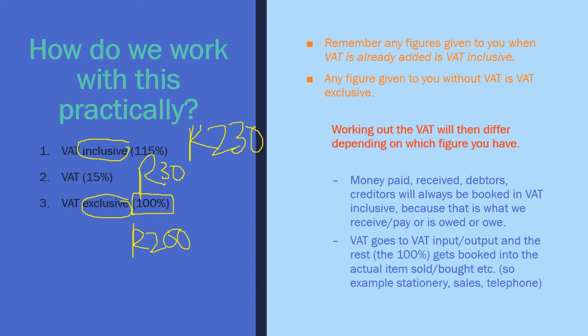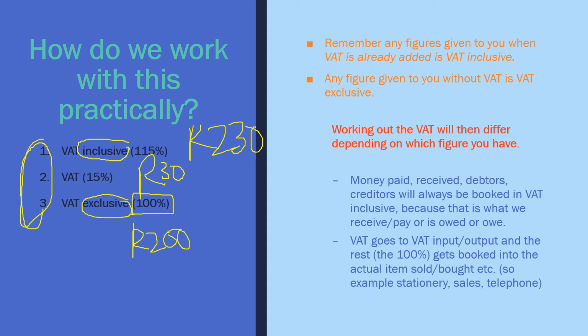So 115 equals 15 and 100. Please work with these three numbers as a relationship to each other and not just separately. They do connect, so they are part of one equation or one calculation. The amount without VAT plus VAT equals the amount with VAT, and the amount with VAT minus VAT equals the amount without VAT. So please take time to go over the difference between VAT inclusive and VAT exclusive.